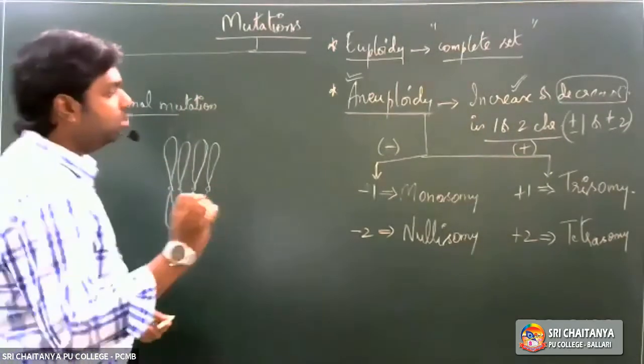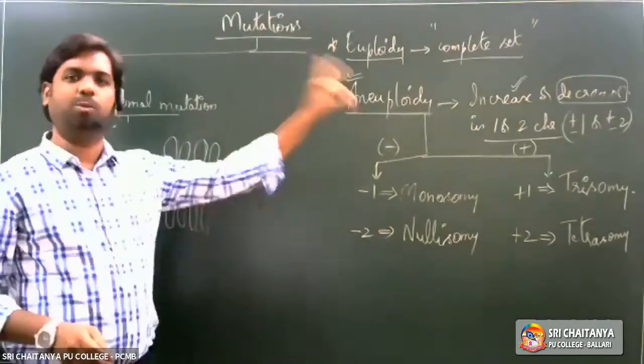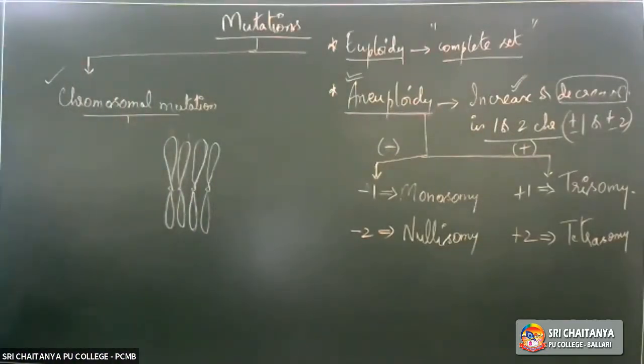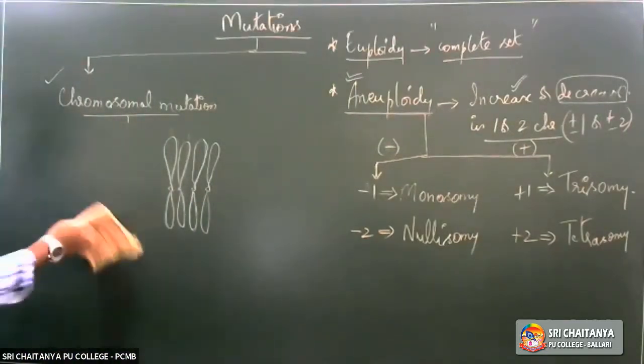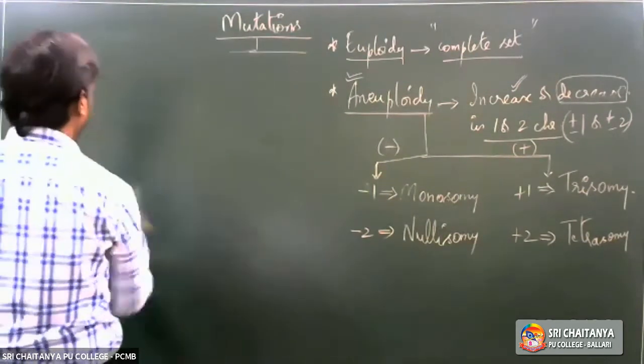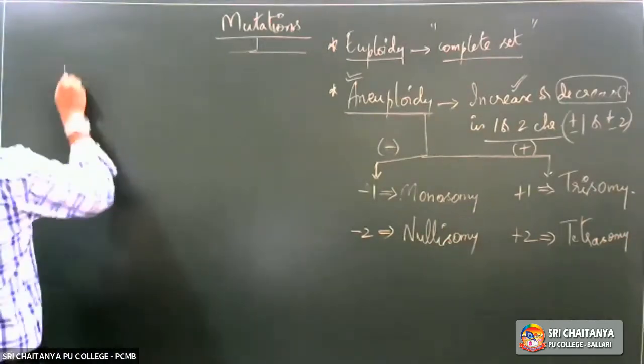Now, what could be the reason for this increase or decrease in the chromosome number? What could be the reason for this? During the process of cell division, right? So during the process of cell division, you would have come across a term called disjunction of chromosomes, right? You would have come across a term called disjunction of chromosomes.